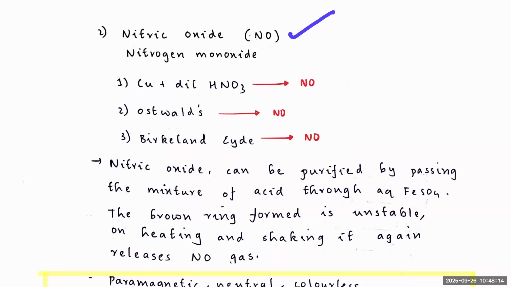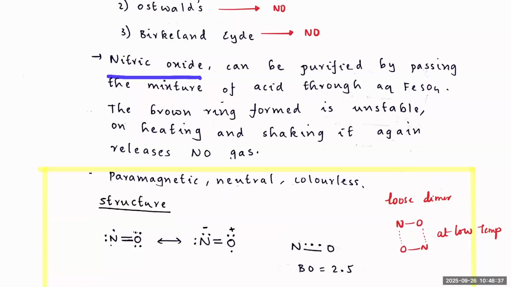Next, nitric oxide. See, this also we learned that if I take copper with dilute HNO3, we'll get NO. You can take lead also. Lead is an exceptional metal which on reaction with dilute HNO3 will give NO. Ostwald's reaction will also give NO gas. The Birkeland-Eyde reaction also gives NO gas, right? Next, nitric oxide can be purified by passing the mixture of acid through aqueous FeSO4. And the brown ring formed is an unstable form; on heating and shaking it will again give you NO gas release. This I told you earlier, how we get from the brown ring formation back to NO gas.